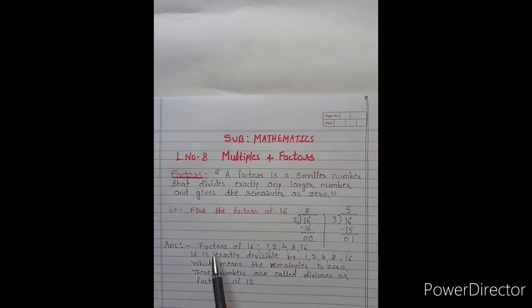Now let us see, factors of 16 are 1, 2, 4, 8 and 16. It means 16 is exactly divisible by 1, 2, 4, 8 and 16, which means the remainder is 0. These numbers are called divisors or factors of 16.